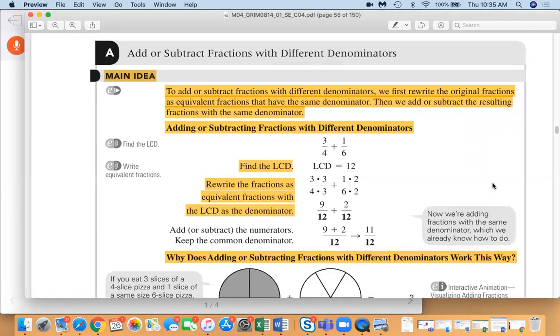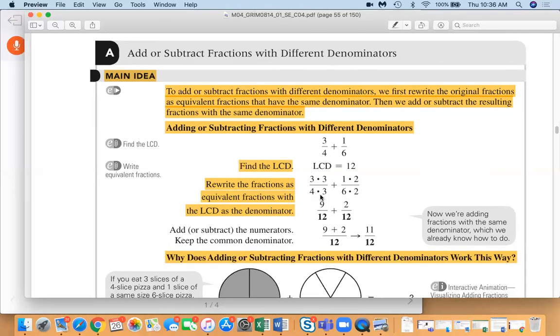All right, to add or subtract fractions with different denominators, we first rewrite the original fractions as equivalent fractions that have the same denominator. Then we add or subtract the resulting fractions with the same denominator. Here's an example with 3/4 plus 1/6. The first thing you need to do is find the LCD. We just did that in 4.4. When we go through these examples, we will walk through how to do it, but here they're just telling us it's 12 because they already know we know how to do it.